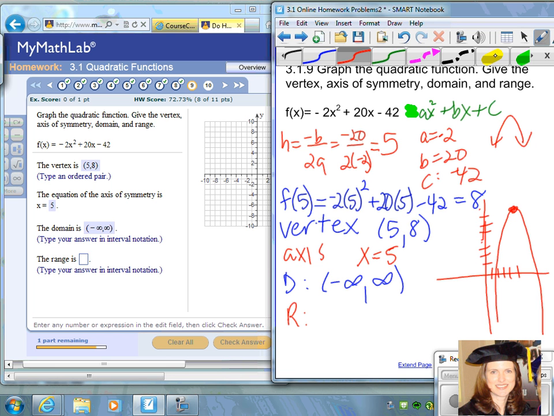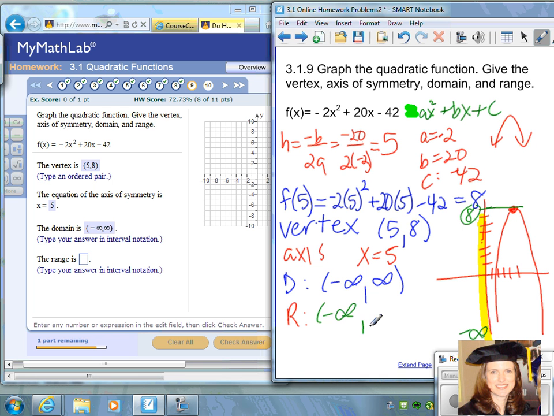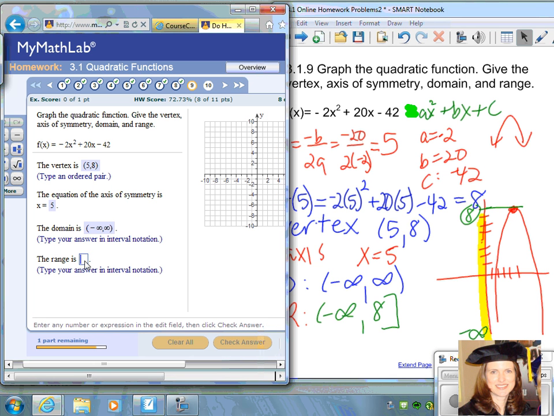To find the range, you want to look at on the y-axis how low the graph goes and how high the graph goes. Now the lowest that this graph goes is negative infinity, and the highest that it goes is the positive 8. So the range is from negative infinity to positive 8 with a bracket, because it does actually touch. And check.